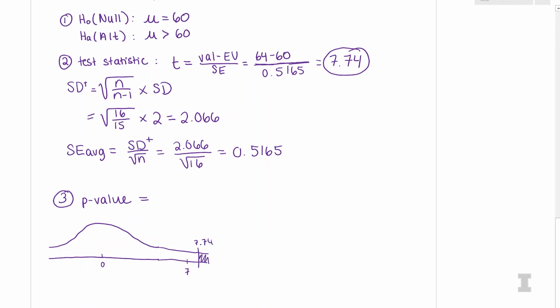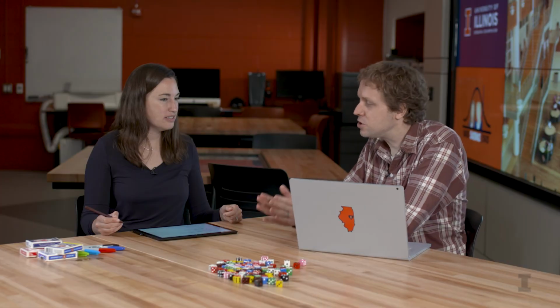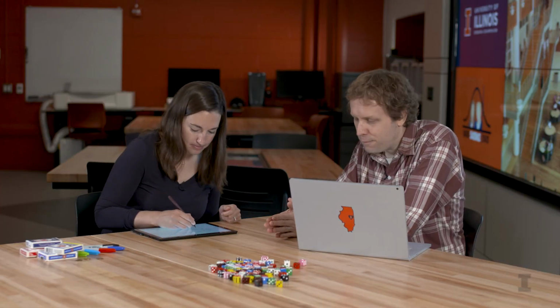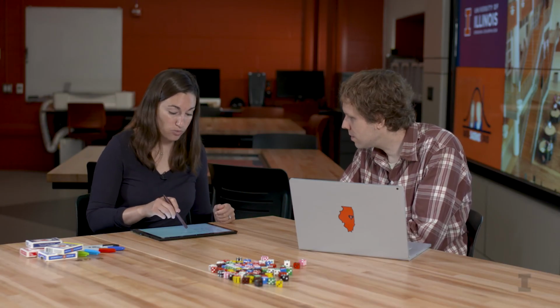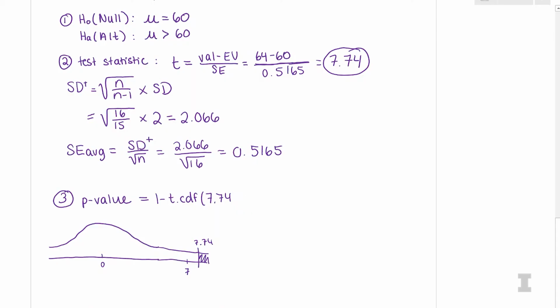So how would I find that in Python? If you just do 1 minus t.cdf of 7.74, Python's going to give you an error. Because the t distribution is not just one distribution. It says it's missing one required positional argument, df. So we need to give Python the degrees of freedom. We need Python to know what sample size we're working with. So I'm guessing I have to do 1 minus t.cdf of 7.74, comma, df or something like that?